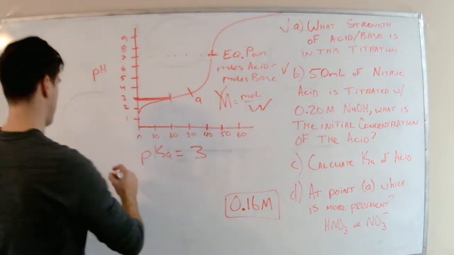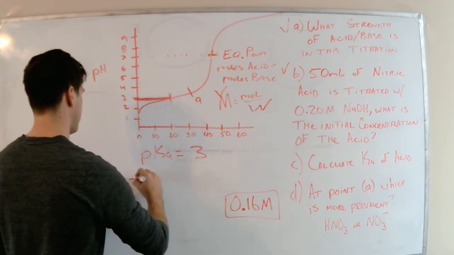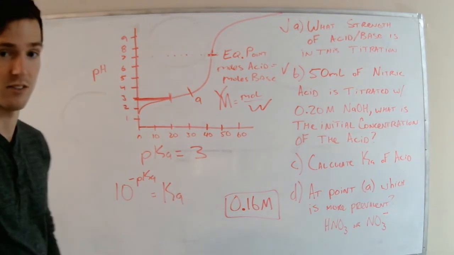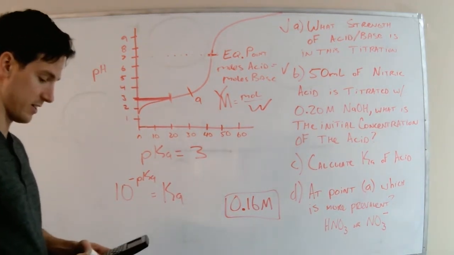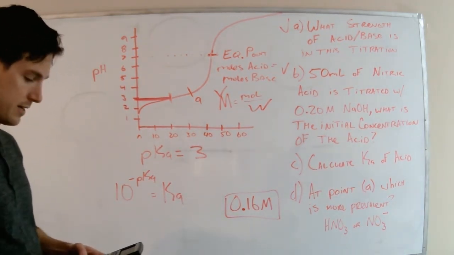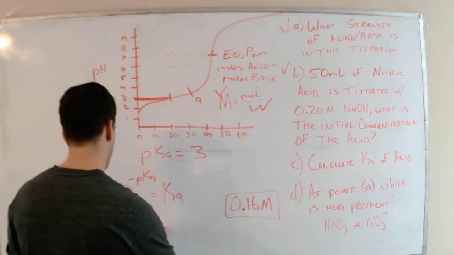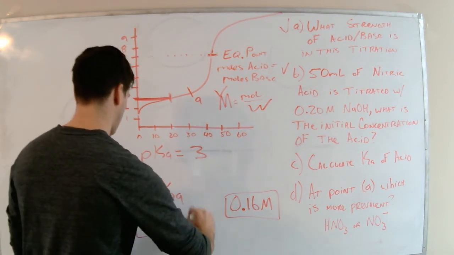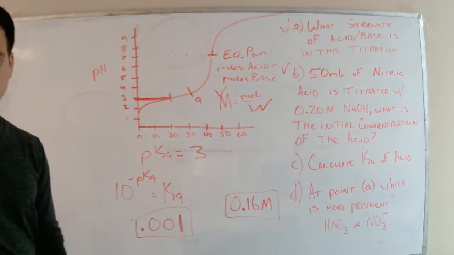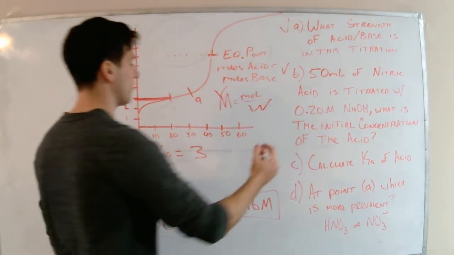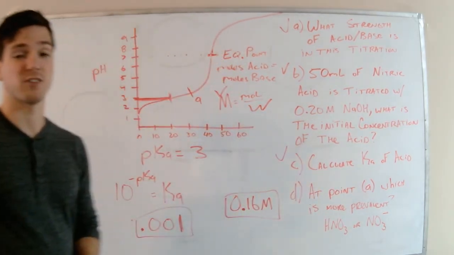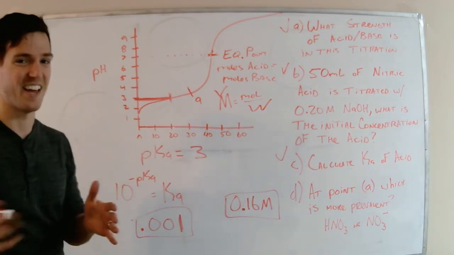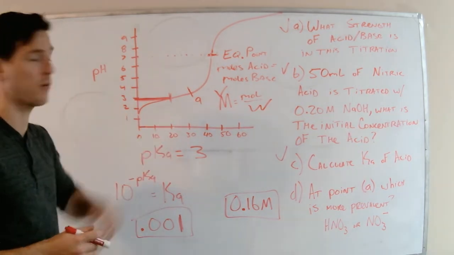Well, remember that if we take 10 to the negative pKa, we should get Ka. So let's go ahead and do that. Let's take 10 to the negative 3, and our Ka is 0.001. So we have gone ahead and solved part C. So remember, if they asked for pKa, you could get it from here, and if they asked for Ka, you could also get it from here as well, the half equivalence point.